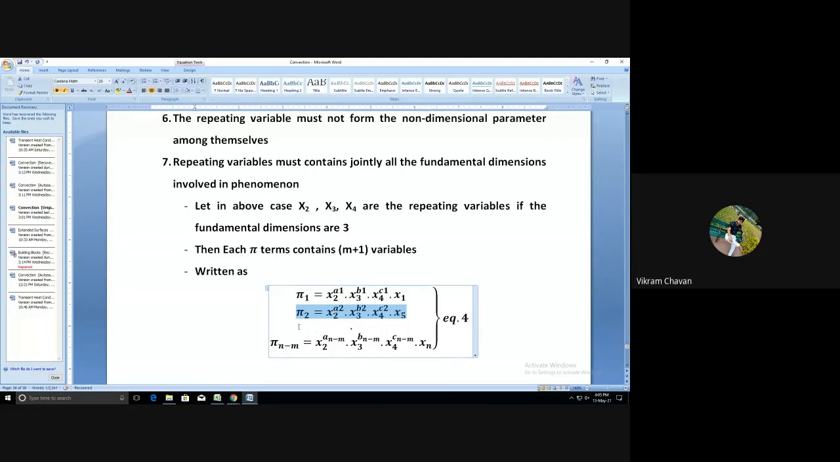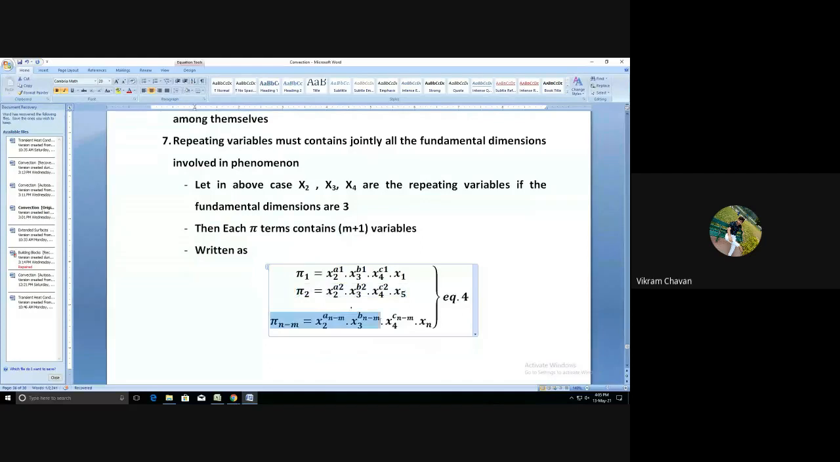So we can write this up to pi n minus 1, because we know that each physical phenomenon contains n minus m pi terms. Our last pi term will be pi suffix n minus m, which will be equal to x2 raised to a suffix n minus m, multiplied by x3 raised to b suffix n minus m, multiplied by x4 raised to c suffix n minus m, multiplied by xn. That will be equation number 4.